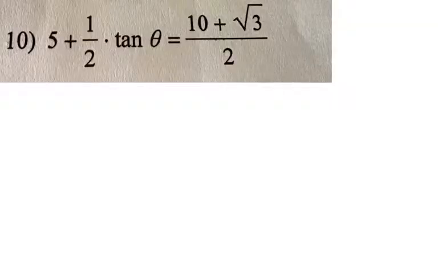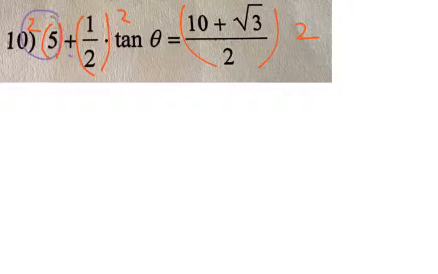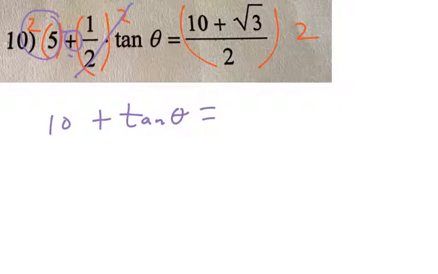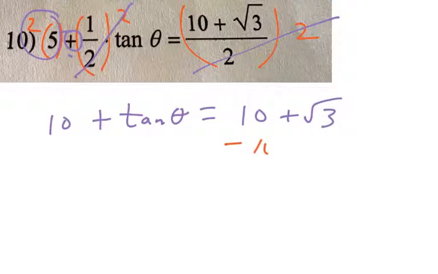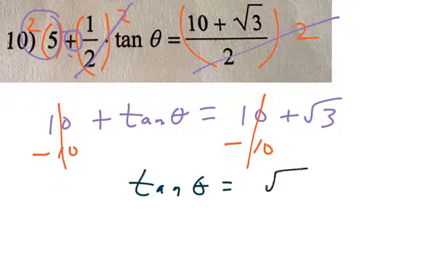Here we go. Again, it looks scary, but why don't we times everything by 2? Because 2 times 5 is 10, but 2 cancels out the 1/2. We're just left with plus tangent theta. Watch that sign there, guys. If it was negative, we'd have a negative there. Here, 2 divided by 2 is 1. I'm just left with 10 plus square root of 3. Notice, guys, if I minus 10 both sides, oops, I now have tangent theta equal to square root of 3.